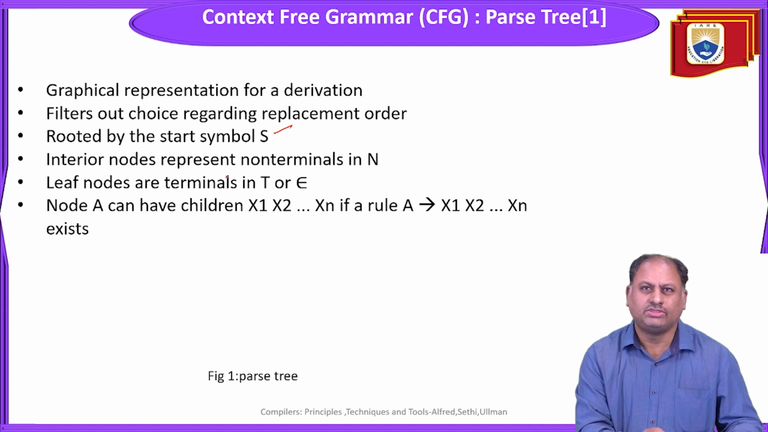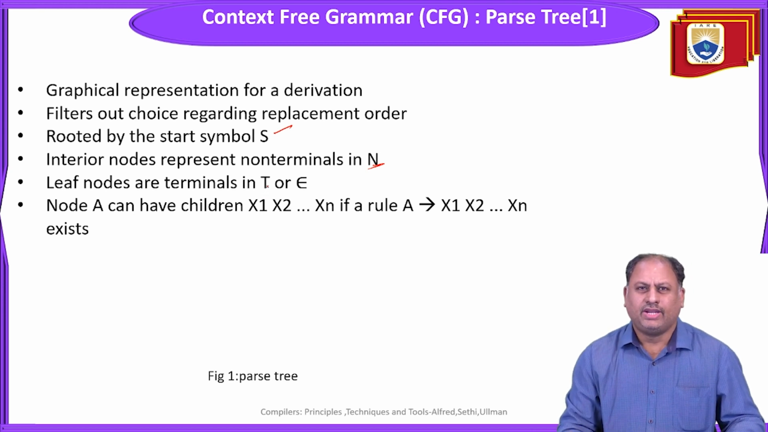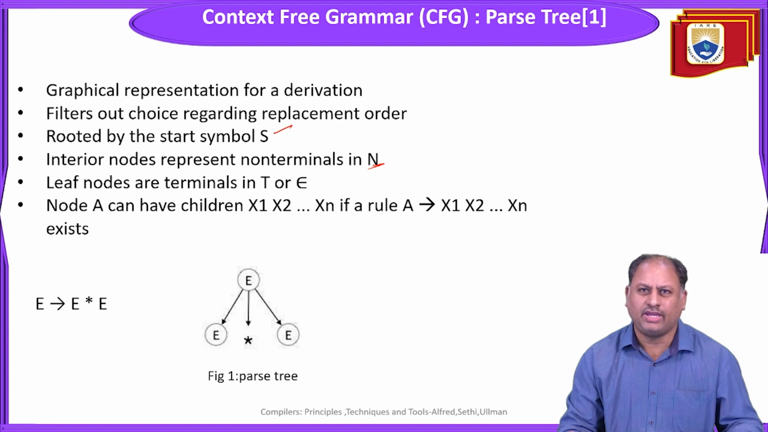The interior nodes are generally represented by non-terminals, and the leaf nodes are terminals, that is epsilon or a terminal. A node can have any number of children such as x1, x2, and so on up to xn, if a rule A derives x1, x2, and so on up to xn exists. Let us see this in the diagram.